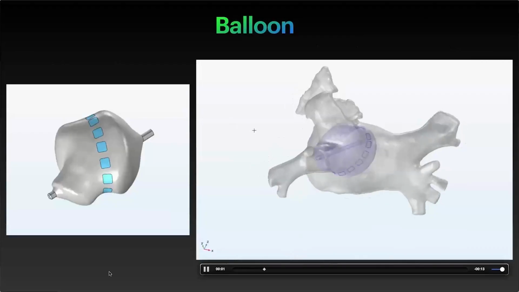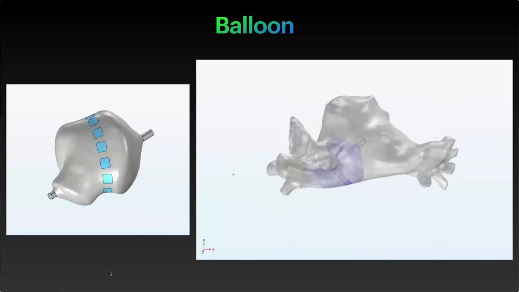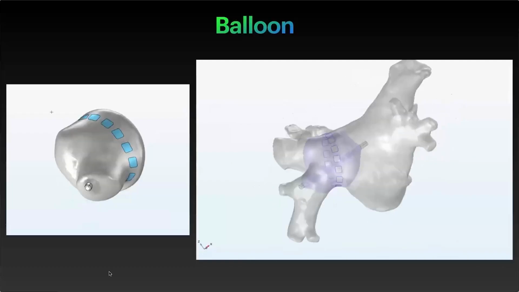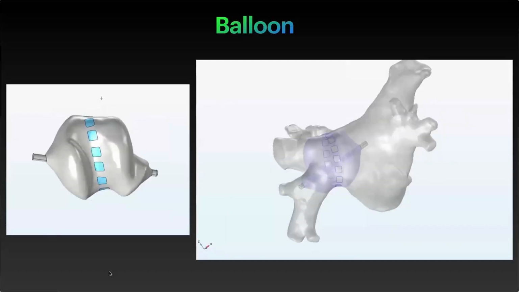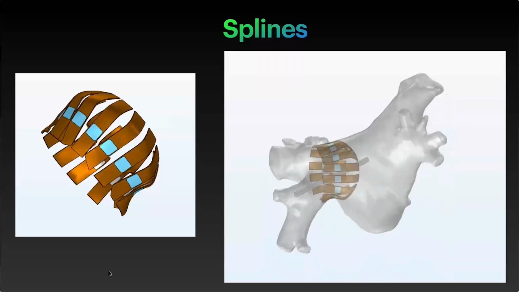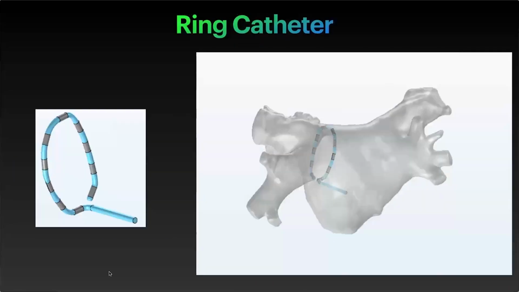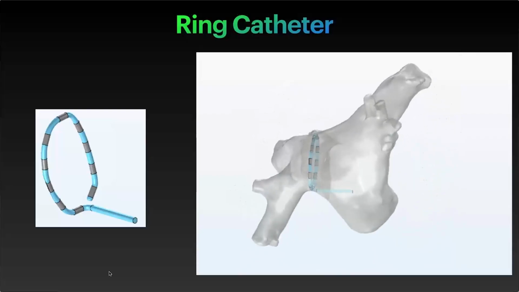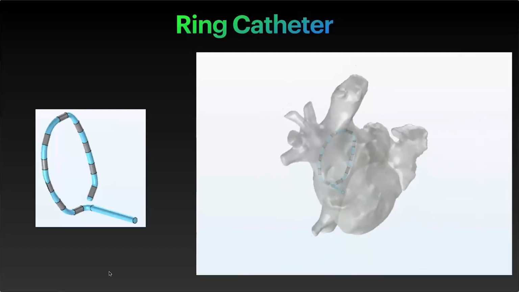This is just to show the anatomy. I really like how this looks. It ended up looking like a tight fit against the lateral ridge of the left atrium. The splines, similarly, are shown here in cutaway, and the same with the ring catheter. They were all applied to exactly the same position, so as to make the comparison fair.